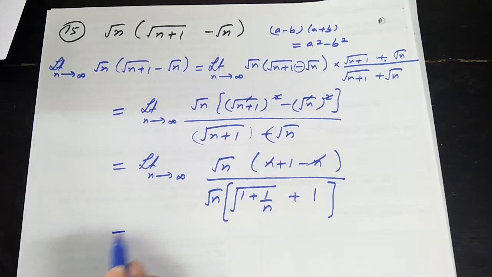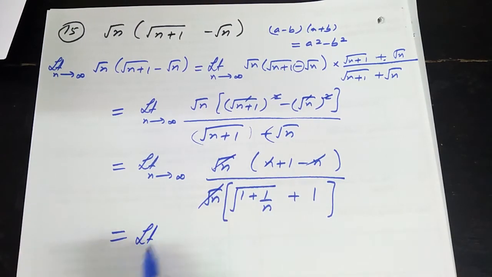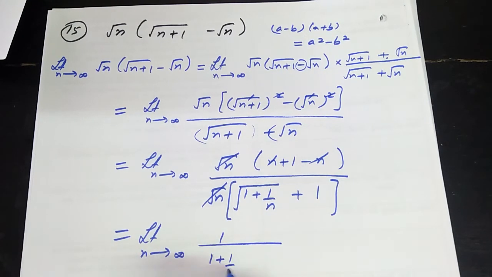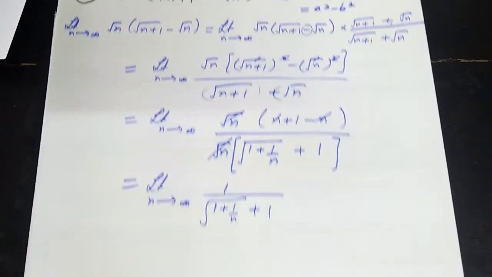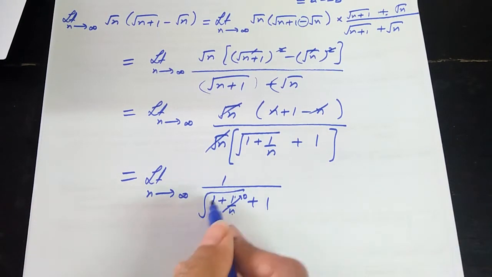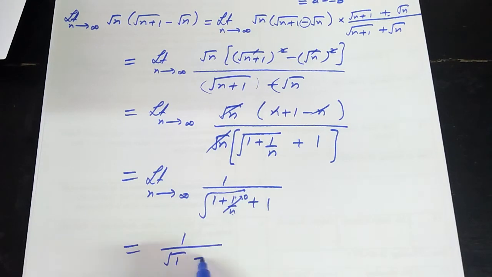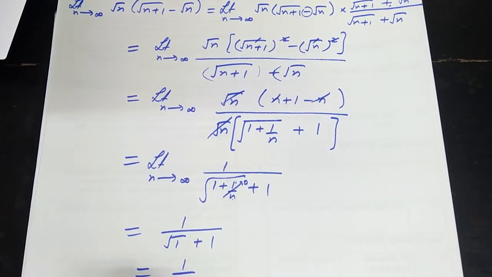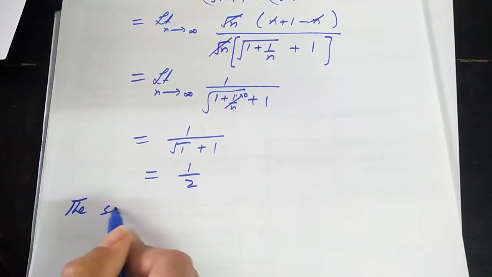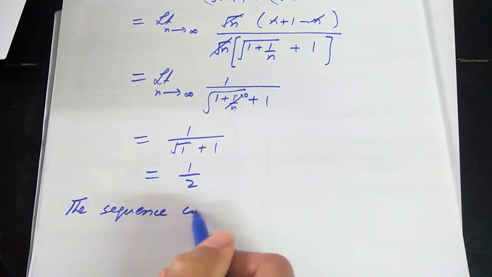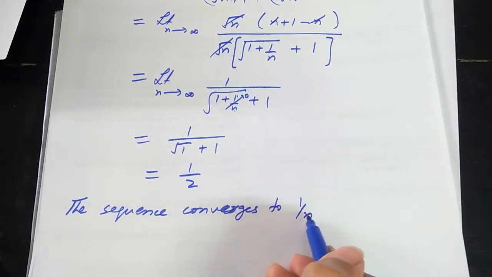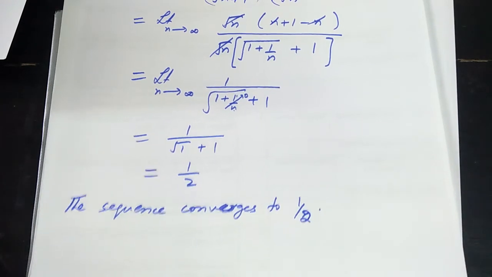Simply this can be cancelled, and it becomes the limit as n approaches infinity of 1 over (square root of (1 plus 1 over n) plus 1). If I apply the limit here, 1 over infinity goes to 0. So it becomes square root of 1 plus 1, which is 1 by 2. So the sequence converges to 1 by 2.